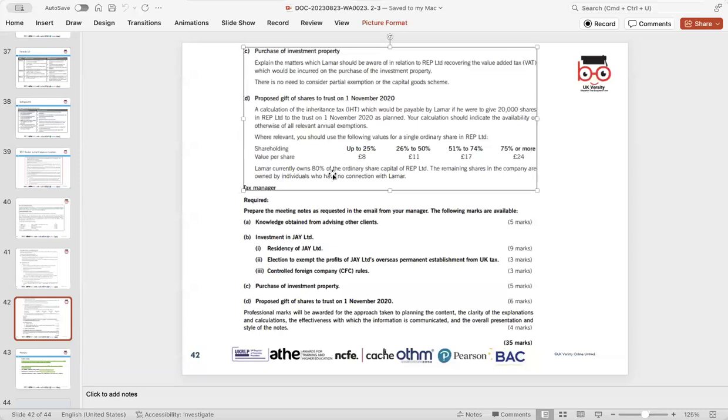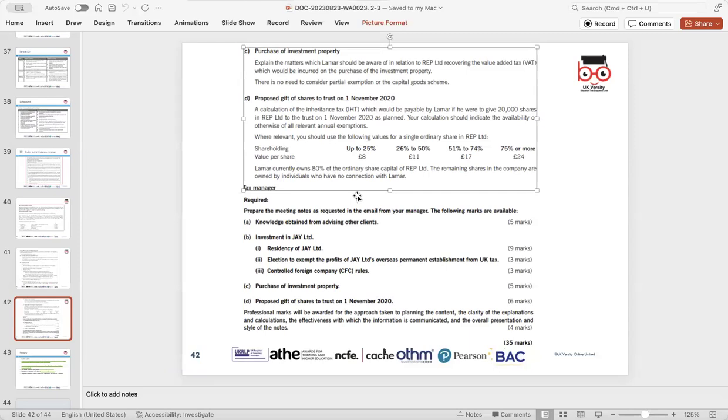Elections to exempt J Limited's overseas profit from UK tax. If J chooses this, it won't pay UK tax on its overseas profit, but it might affect tax credits and other reliefs for REP Limited.